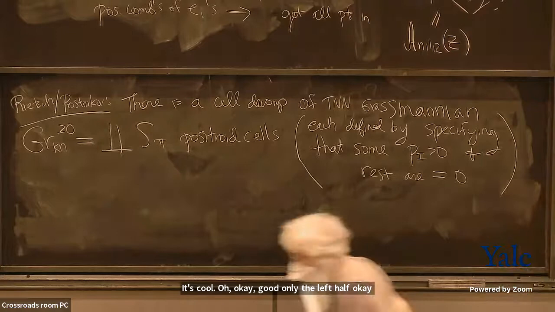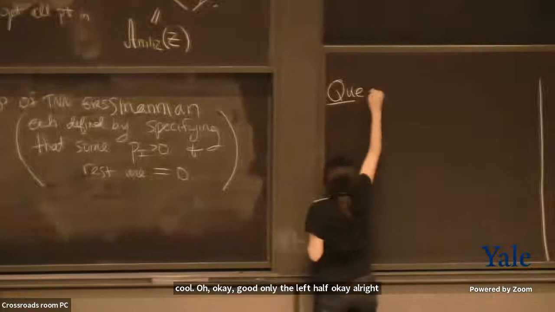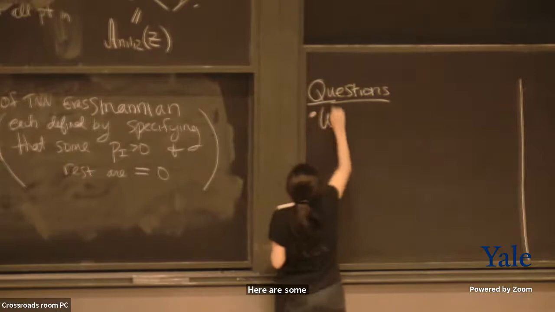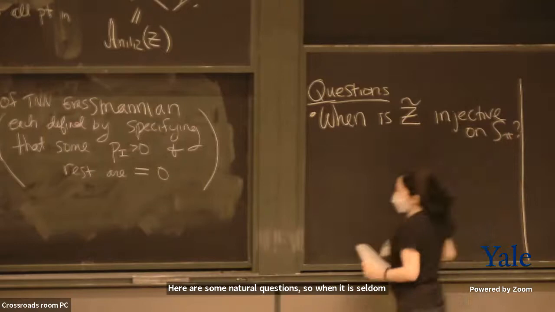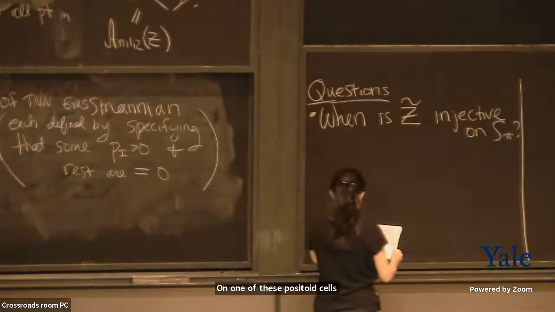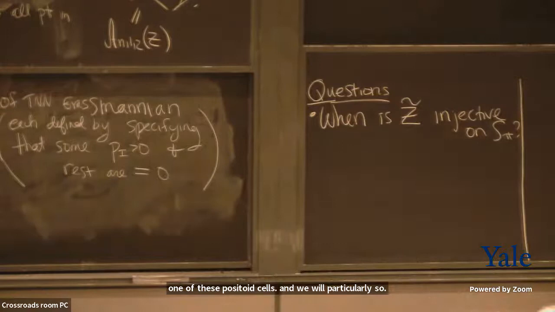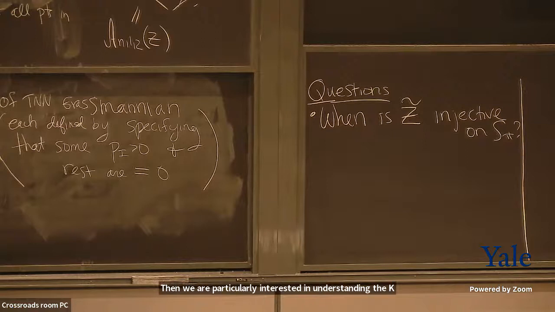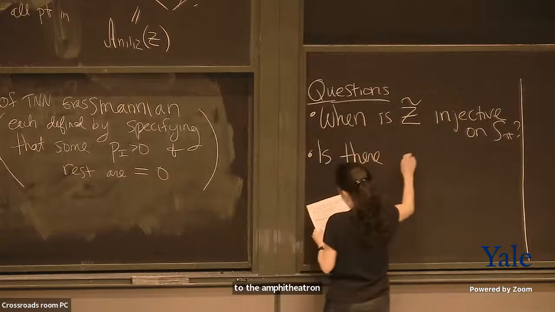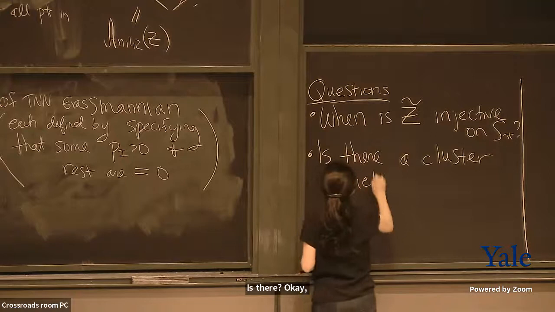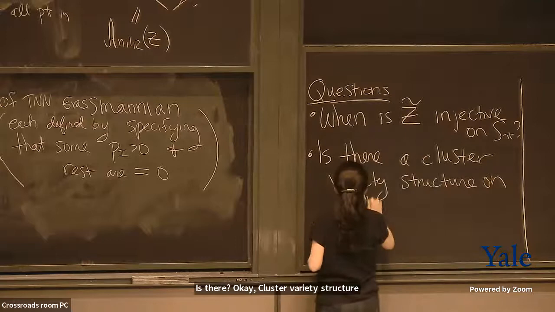Okay, so here are some natural questions. When is Z tilde injective on one of these positroid cells? Given that the amplituhedron has dimension k times m, we are particularly interested in understanding the km-dimensional cells over here, which map injectively to the amplituhedron. Is there a cluster variety structure on the images of such cells?